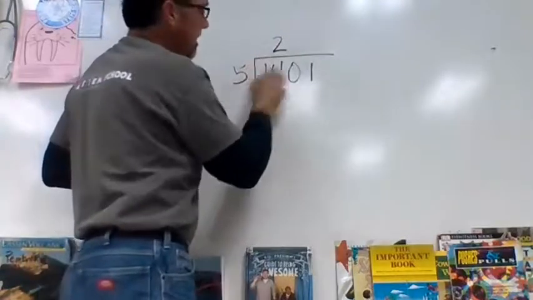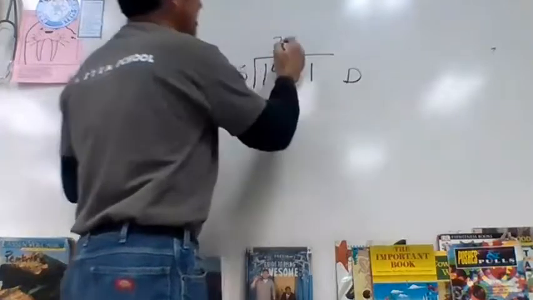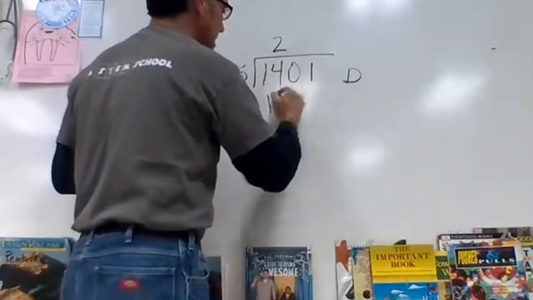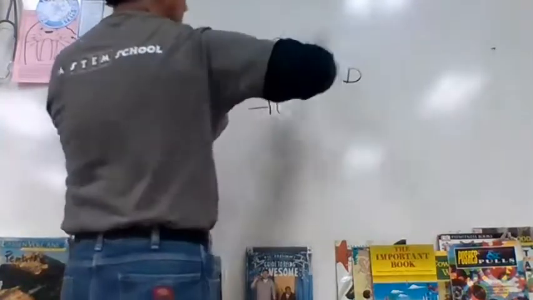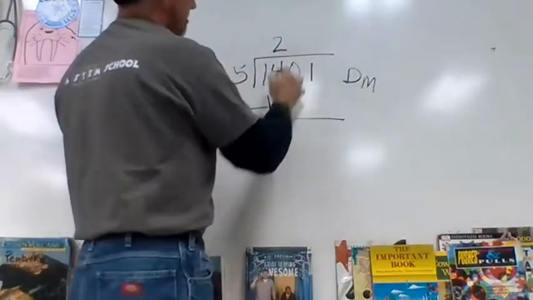Because if I do it 3 times, it's 15. It's too big. Okay, that's the divide part. Now I'm going to multiply. 2 times 5 is 10. Remember, you're just dealing with these digits at a time. Don't worry about those digits. That's the multiply. And now I'm going to subtract.